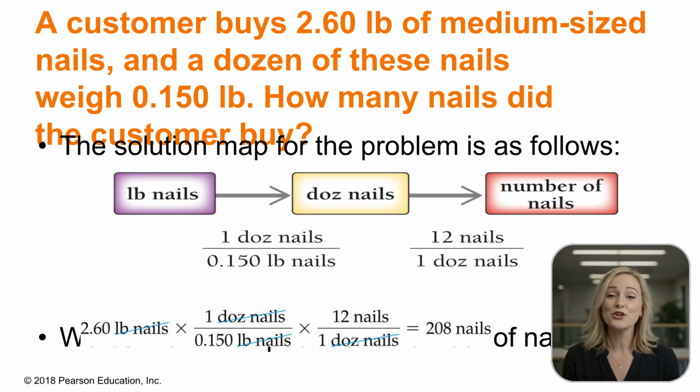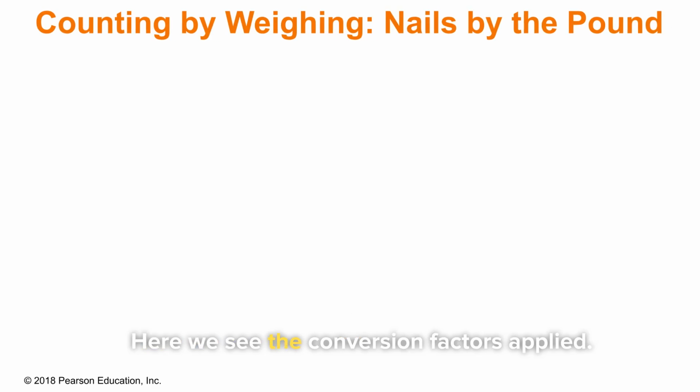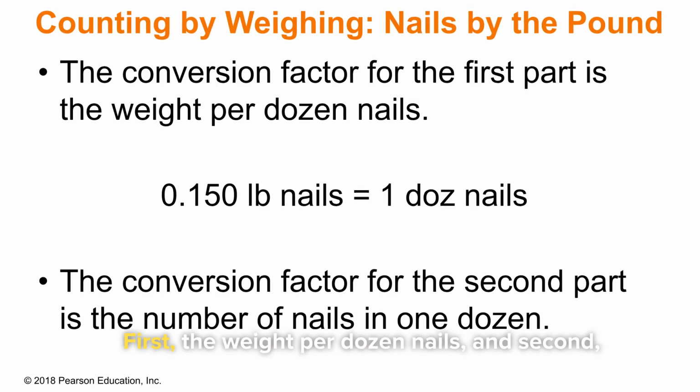For instance, if you know the weight of a dozen nails, you can calculate the total number of nails in a bulk purchase. This is a simple application of dimensional analysis. Here we see the conversion factors applied. First, the weight per dozen nails, and second, the number of nails in a single dozen. These factors allow us to bridge the gap between mass and count.